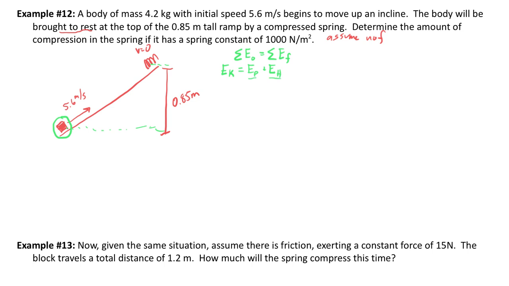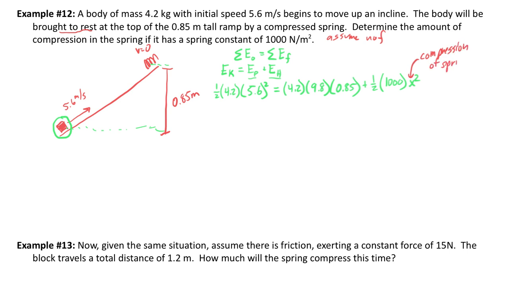All right, so we go 1/2 times the mass, which was 4.2, times 5.6 squared. And that needs to equal my gravitational potential energy, which is going to be the mass, 4.2, times g, which is 9.8, times the height, which is 0.85. And then I'm going to add on the elastic potential energy, which is 1/2 times k times x squared. And x, remember, is the compression of the spring. Just like that.